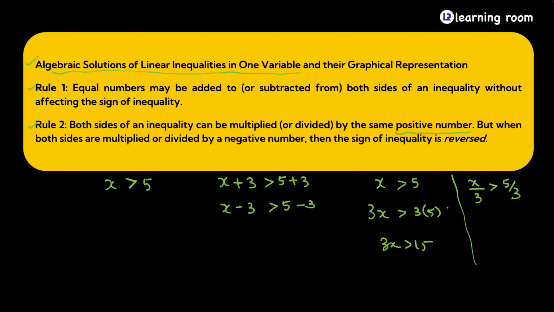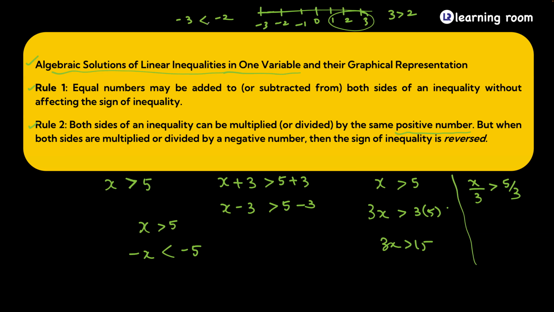If you remember, I mentioned this in relations and functions, right? So if x is greater than 5, if I multiply with minus 1 on both the sides, minus x, minus 5, but the thing is greater than will become less than. Reason is very simple. Okay. If you take a number line, 0, 1, 2, 3, minus 1, minus 2, minus 3. If I look at this case, can I say that 3 is greater than 2? If I multiply with minus 1 on both the sides, then what will I get? Minus 3, minus 2. Minus 3 will be less than minus 2 because minus 3 is on the left of minus 2. So that is the reason why this is happening.